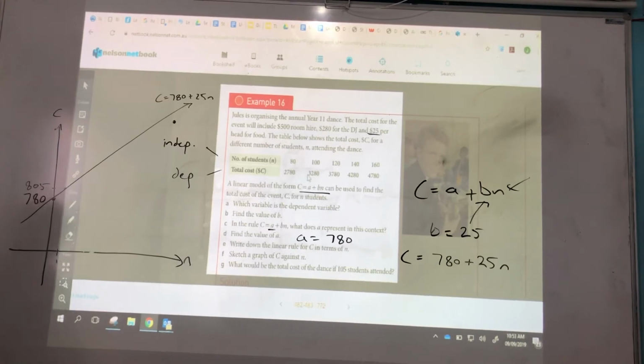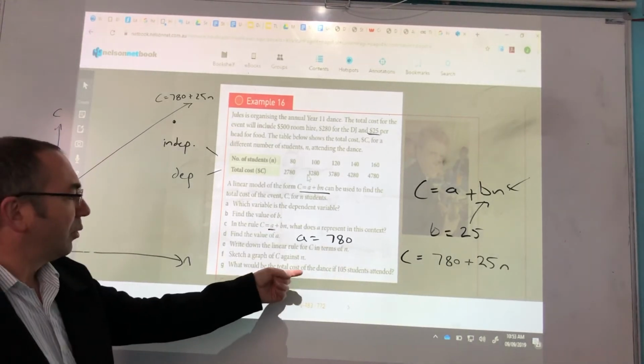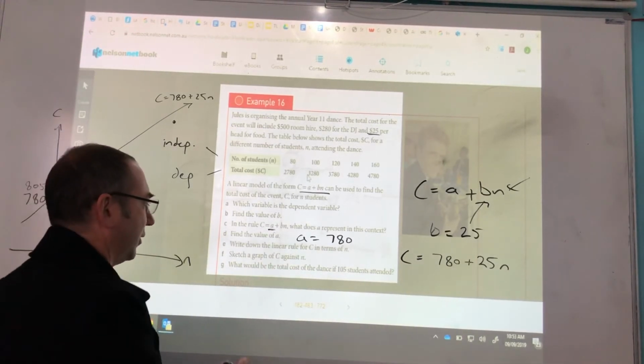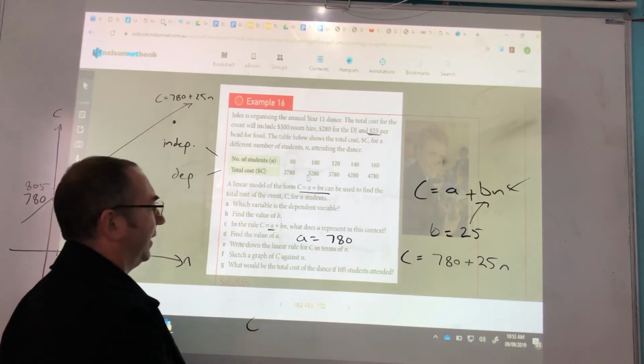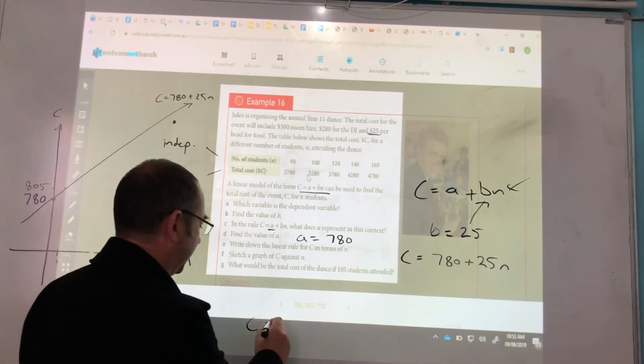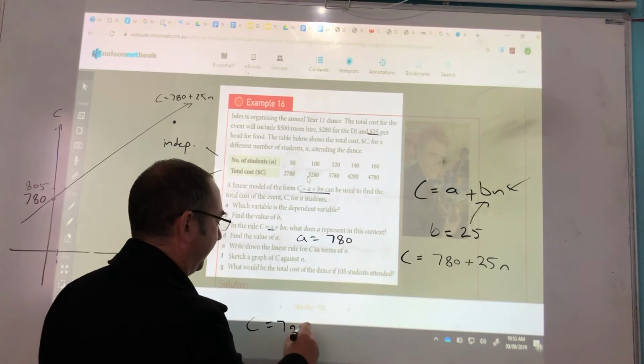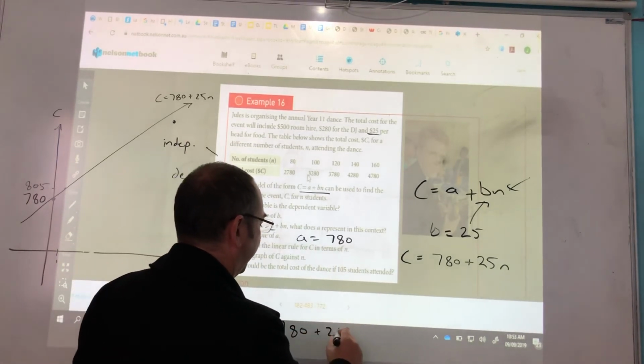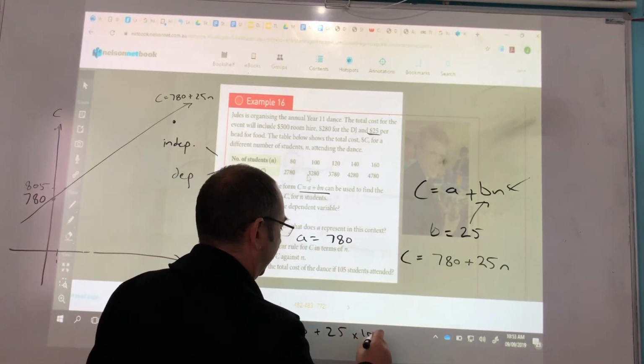The last thing it wants to know is, okay, well, what's the total cost of the dance if 105 students attend? So it's going to be 780, we just use our formula, plus 25 times 105.